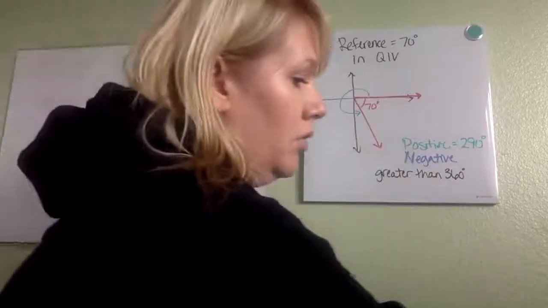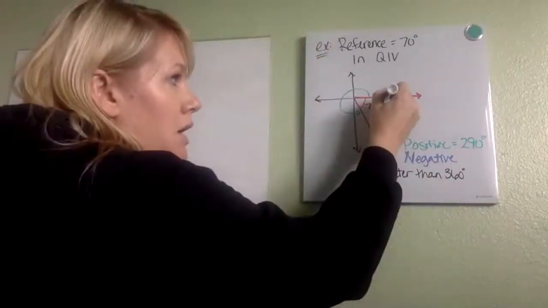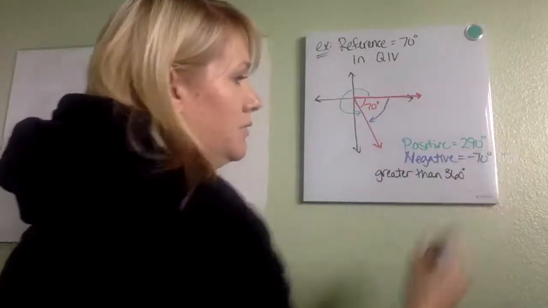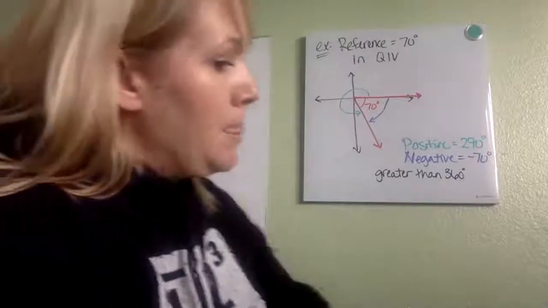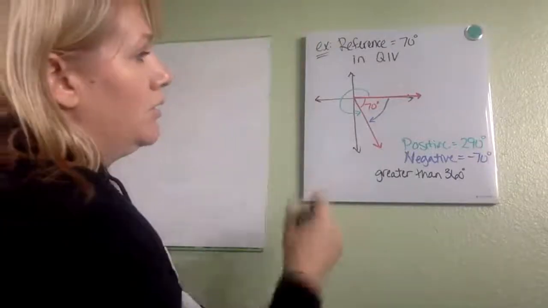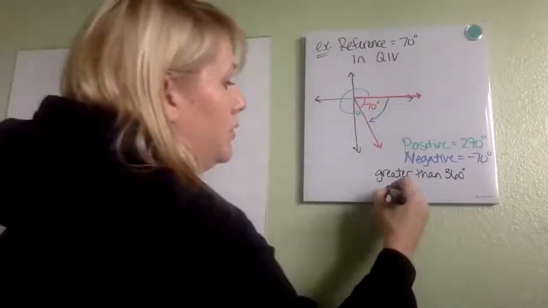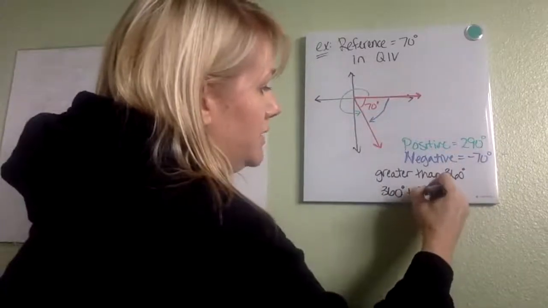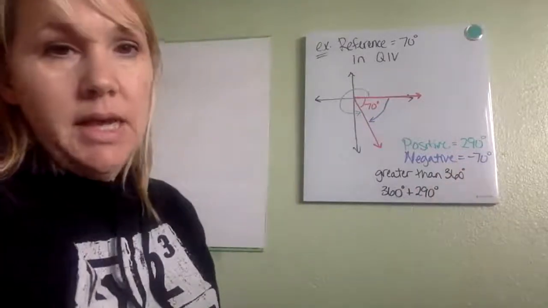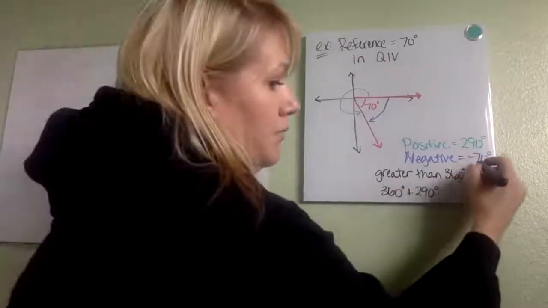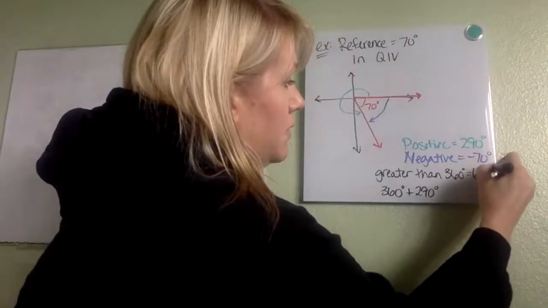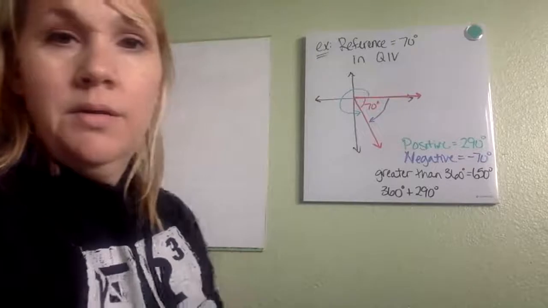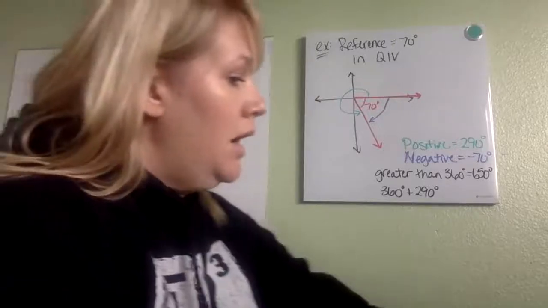So the negative angle, when it's in the fourth quadrant, is super easy. It's just the 70 degrees, and of course we label it with a negative. So negative 70 degrees. And then our greater than 360, again, one full revolution, which is 360, plus the 290, which is the positive angle, is the easiest to come up with. So 650.